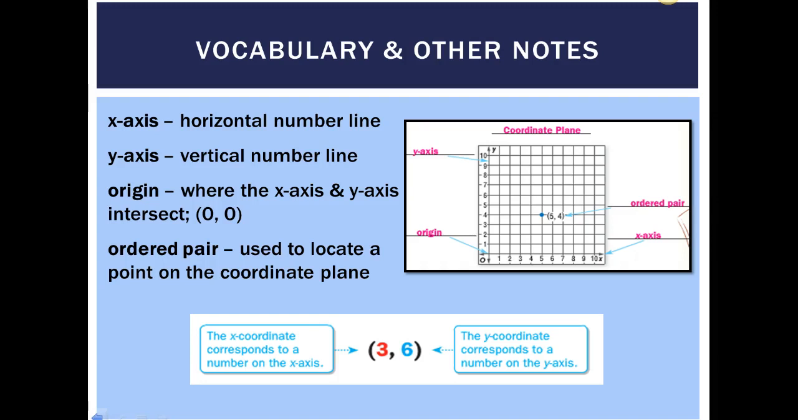An ordered pair is used to locate a point on the coordinate plane. When you are graphing a point on the coordinate plane, you start at the origin and then you go to the x-coordinate. The x-coordinate corresponds to a number on the x-axis. For example, if you wanted to graph 3, 6, you would first go to 0, 0, and then you would move over 3 on the x-axis. This matches the x-coordinate. Then you would go up 6 on the y-axis. This would correspond to the y-coordinate.